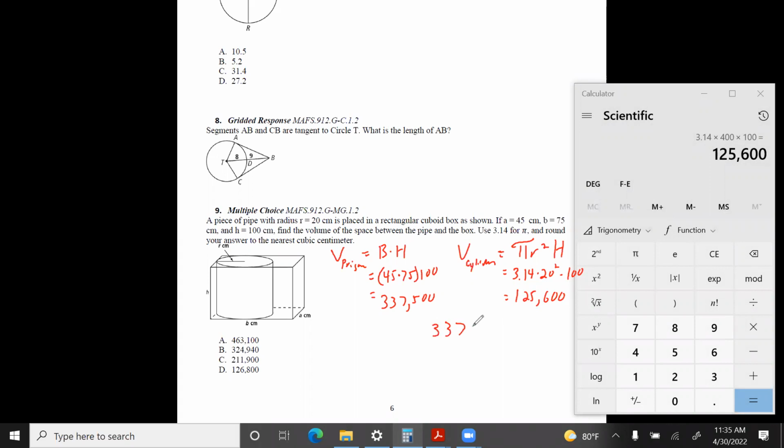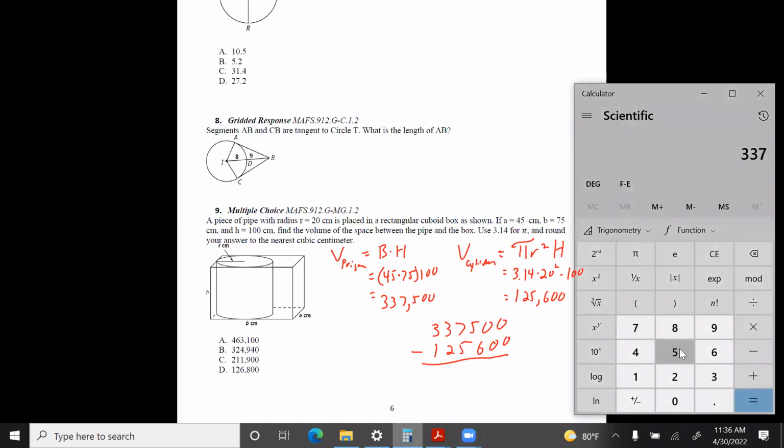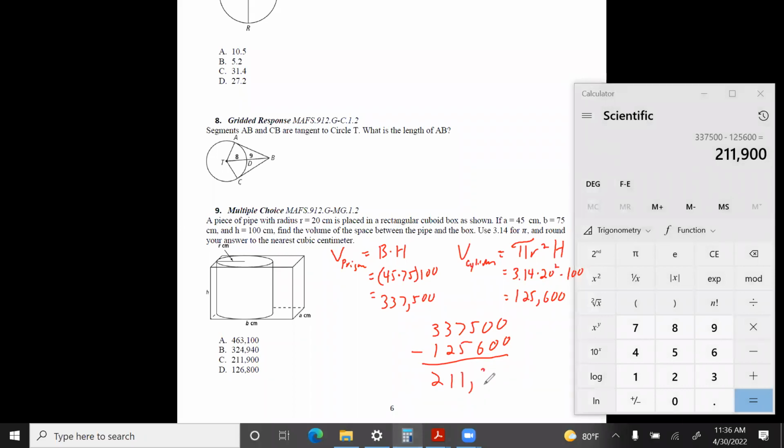So 337,500 minus 125,600. I plug this into the calculator so you don't make as many mistakes. So we have 337,500 minus 125,600. And our answer should be 211,900. Is option C.